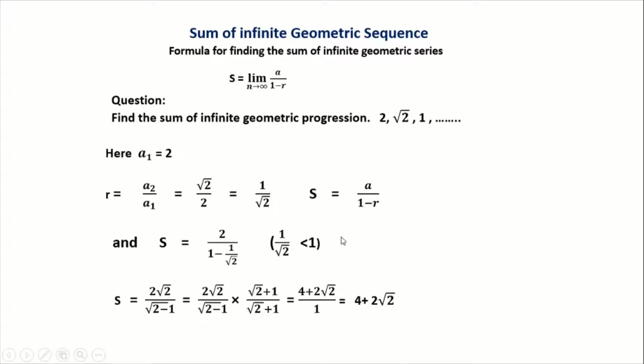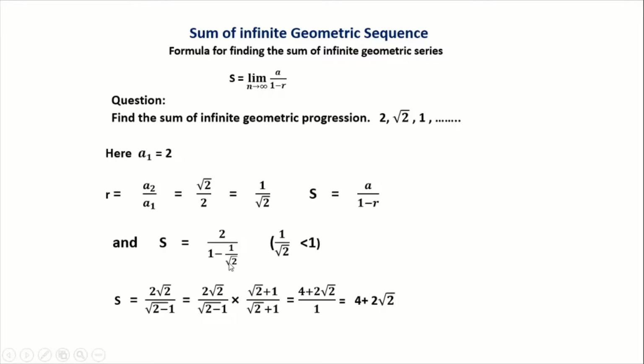What does it mean? In this case R is less than 1, so we use 1 minus R. If the value of R is greater than 1, we take R minus 1, not 1 minus R. Again, listen: if the value of R is greater than 1, we use R minus 1 in this formula. So put the values of A and R in this.